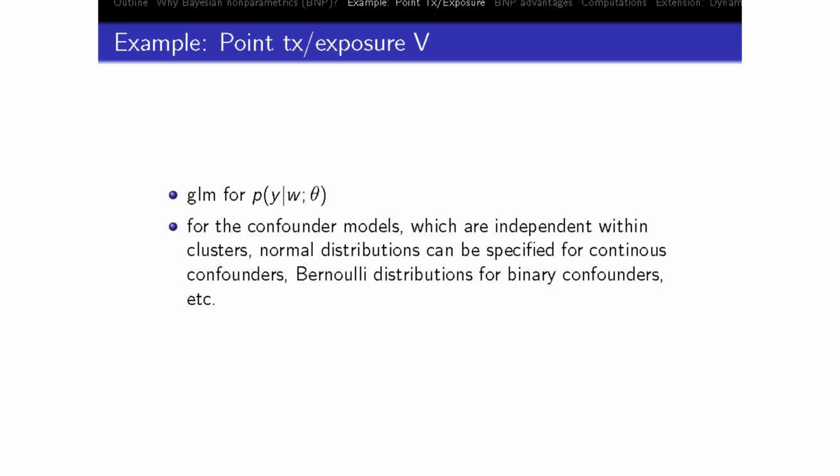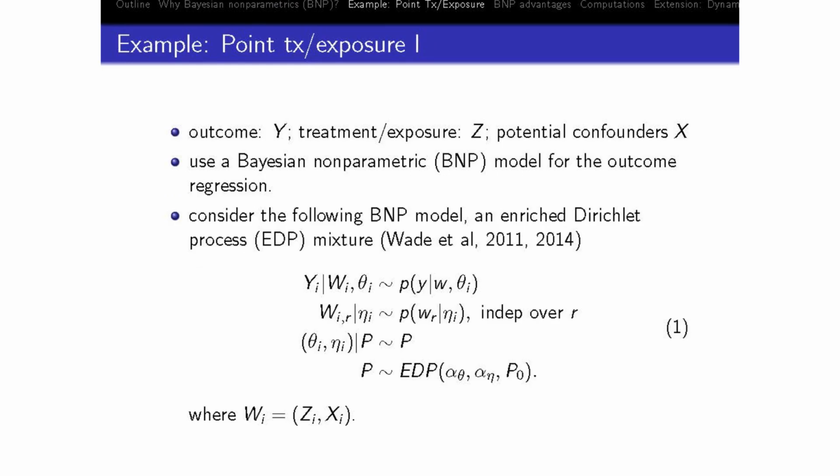So again, for the outcome regression, it goes kind of there. It's just a simple GLM, for example. You could make it more complicated, but if you make it simpler, the computations are much easier. And then the confounder models, I basically said with that.